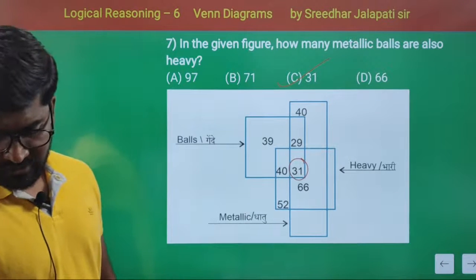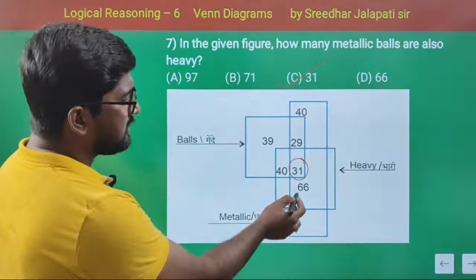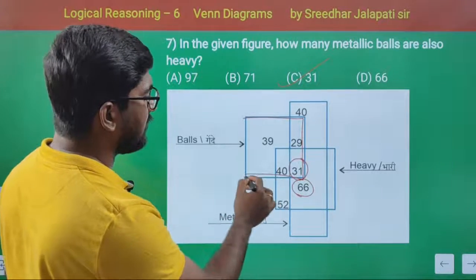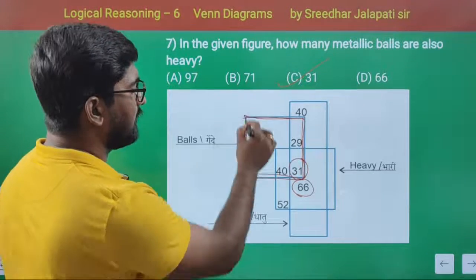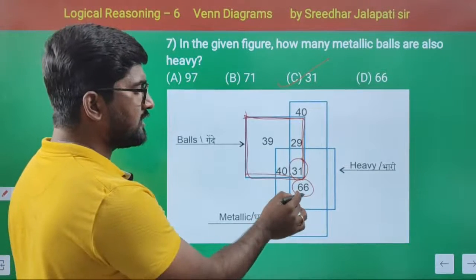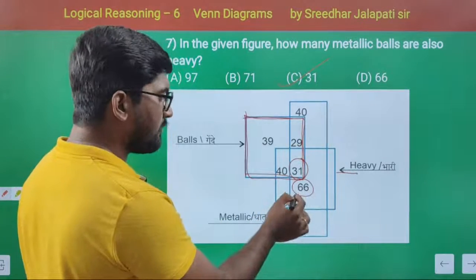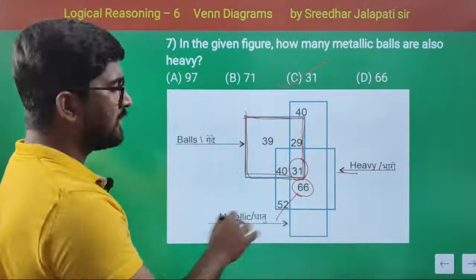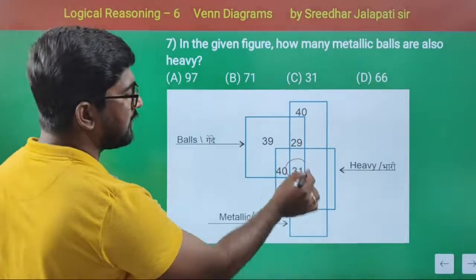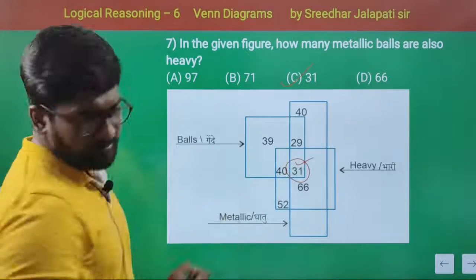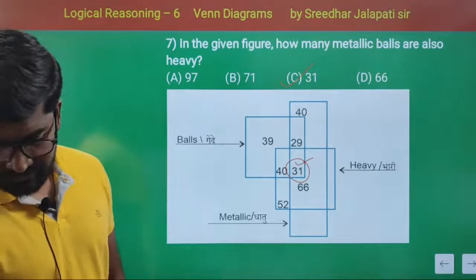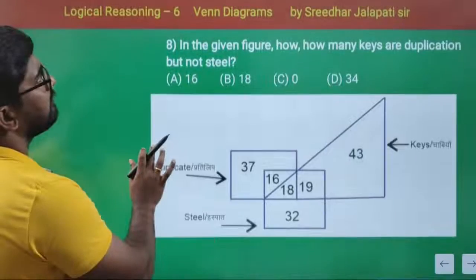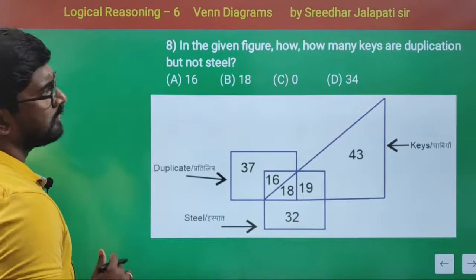Okay, is that clear? Some of you commented with answer 97, but 66 is not part of balls. 66 is not part of ball, so we cannot take it. These 66 are heavy, these 66 are metallic, but they are not balls, right? We want metallic balls which are heavy as well. So intersection of all three, this 31 only. So answer option C, 31. Is it clear? Right. Let's move to the next question. Question number 8. Now try this.